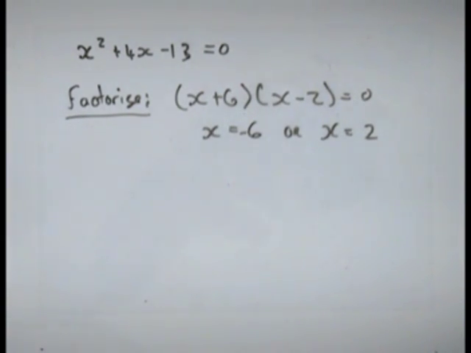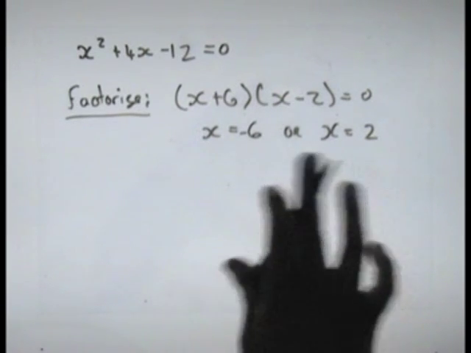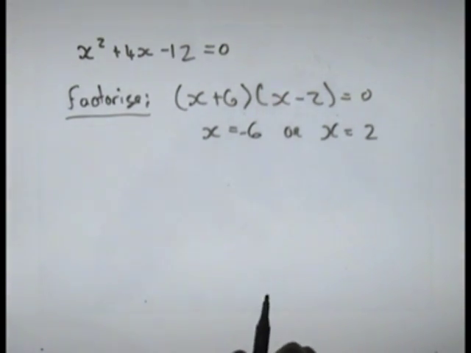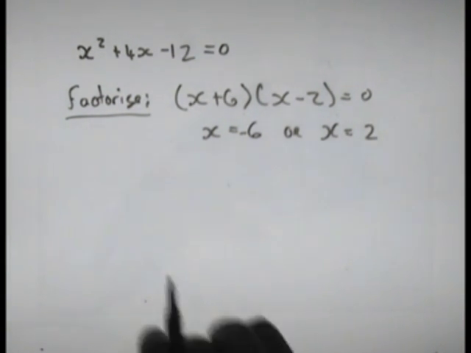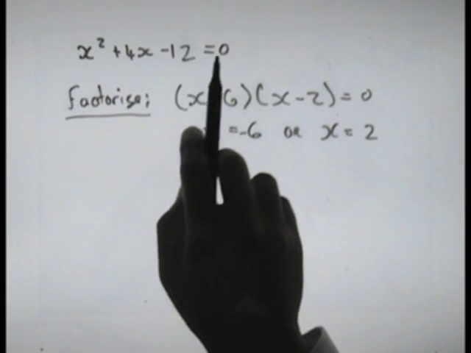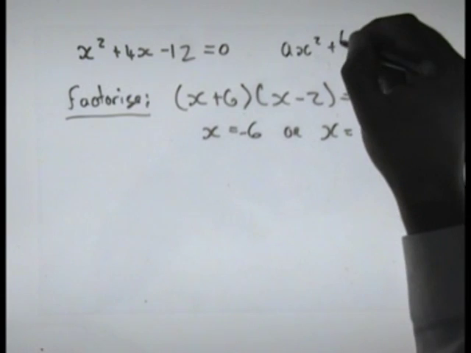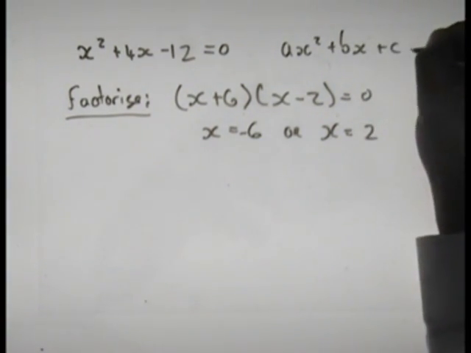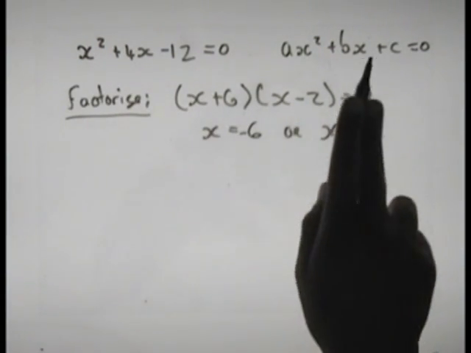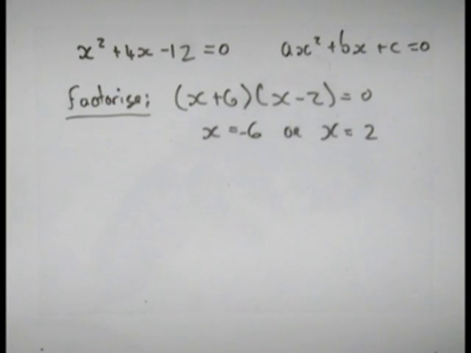I'm going to run through two techniques we can use to find those different x values when we cannot use factorization. Remember, it's always got to be in the form ax squared plus bx plus c equal to 0. Let's just write that out here. x squared plus bx plus c equal to 0. In this case, our a value is 1, our b value is positive 4, our c value is negative 12.